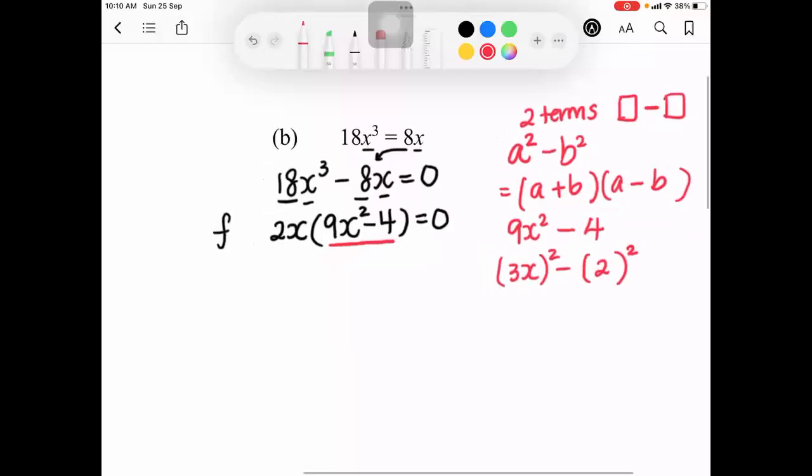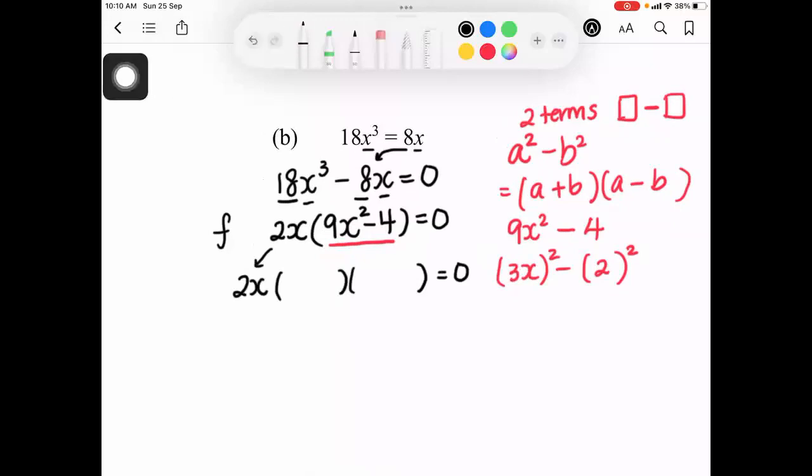So in this case, I keep the 2x, 2x doesn't disappear. Then I have 2 brackets equals to 0. Then 9x becomes, 9 is 3 times 3, so it's 3x plus 2, and the other one, 3x minus 2. Both brackets must have different signs.